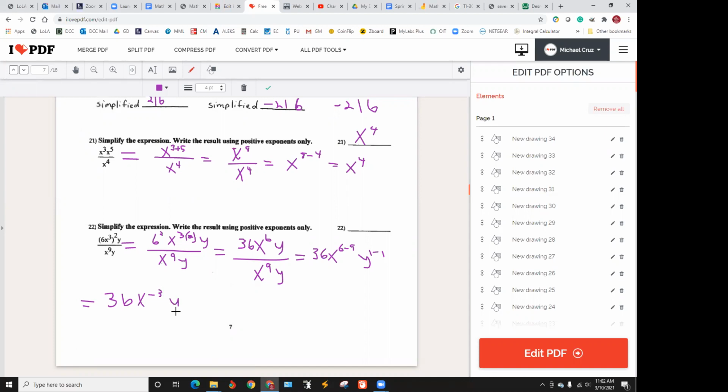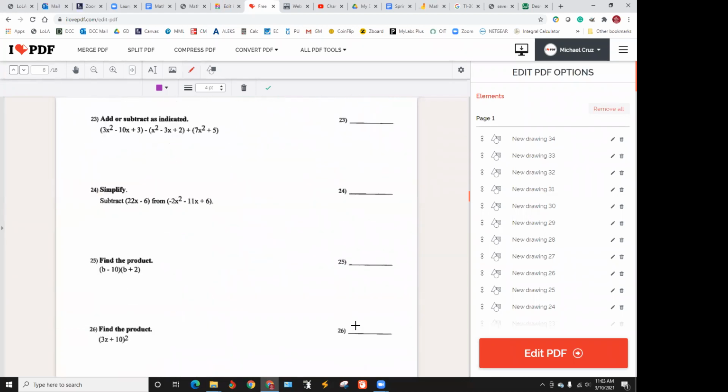And then this is y to the 0, which is going to be 1. We're just going to leave it off. But this one has got to go in the denominator because that's what the negative means. It means take the reciprocal. So that's it. Remember, the reason why is this right here is equal to 1. And 1 times 36 is just 36. All right, any questions? All right, let's move on.